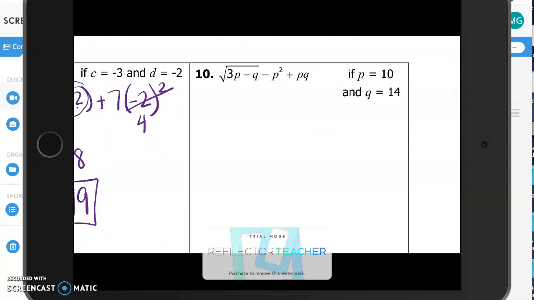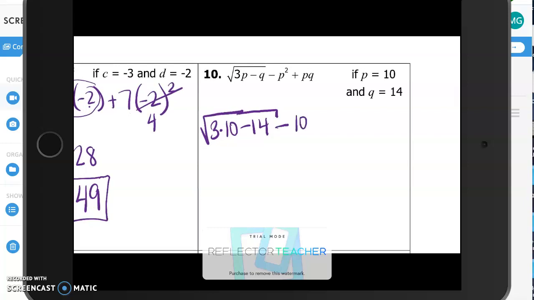Number 10, we have the square root of 3 times 10 minus 14. And you gotta be really careful. Make sure you extend your square root all the way past the 14. I put myself a little line down, a little tail, so I know exactly where it ends. Minus 10 squared plus 10 times 14. Again, if you want to use multiplication signs instead of the parentheses, that's fine.